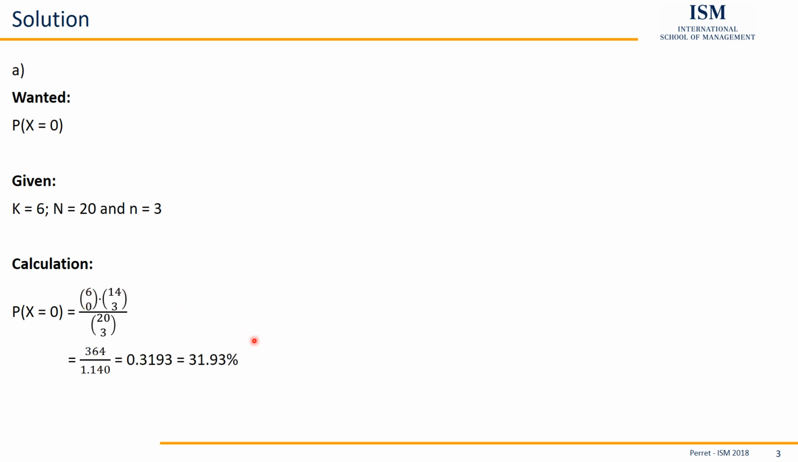If we put this into a calculator, for this part we get 364, for this part 1140. We divide those two by each other and get as an end result 31.93%. Or in other words, the chance that in a group of 3 there is no one who studies PM is roughly 32%. Well, that concludes the first part.